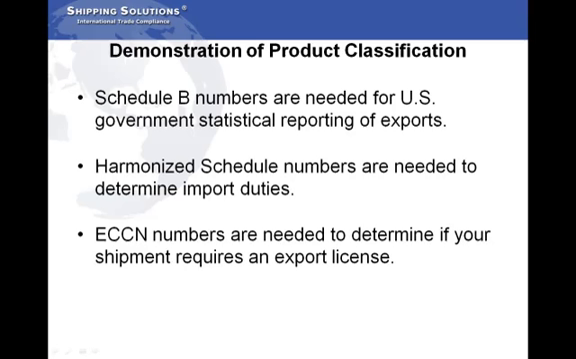In addition, some products exported from the United States require an export license from either the U.S. Department of Commerce or another U.S. agency like the State Department. Before you can determine whether or not your product requires an export license, you must first determine if your product has an Export Control Classification Number, or ECCN.